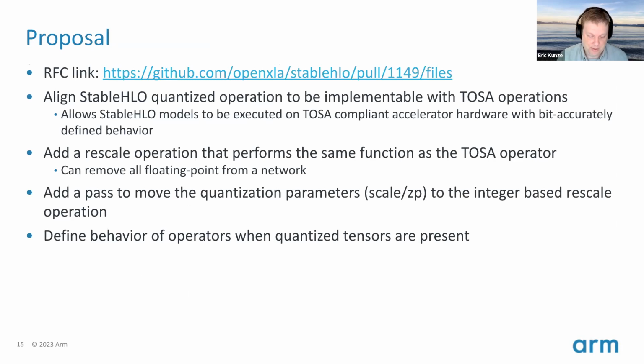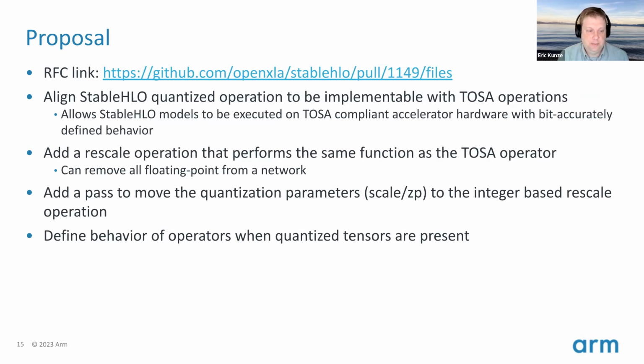Okay, so that was a lot of background. What is it we're actually proposing here? What we're suggesting is that we align the StableHLO quantized operations to be implementable with TOSA operations. And what that gives hopefully everybody in the community is the ability to run StableHLO models on TOSA compliant hardware with bit accurately defined behavior. So what does that involve? That primarily means adding a rescale operation that is very similar to the TOSA operator. And then you go through the same process to remove the floating point from a network, making the operation of anything that is quantized explicit instead of implicit.